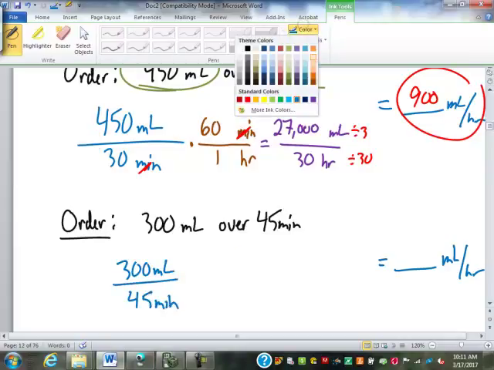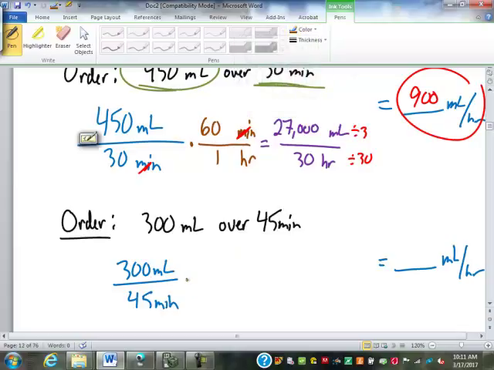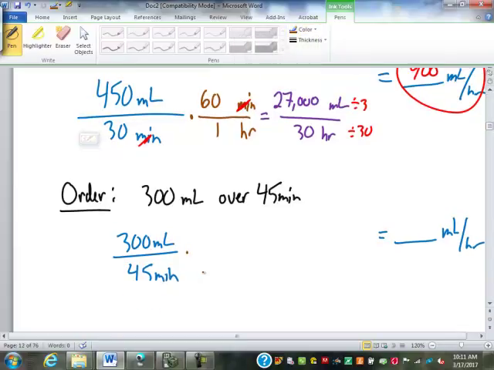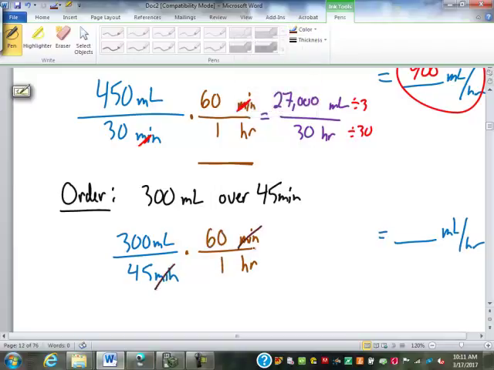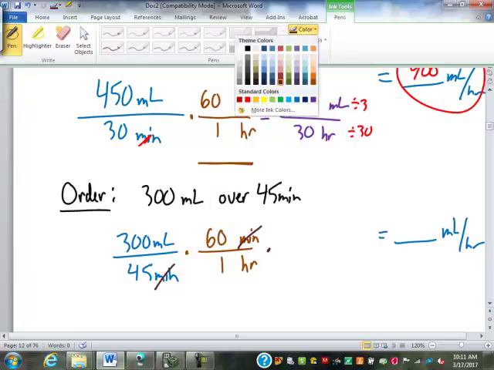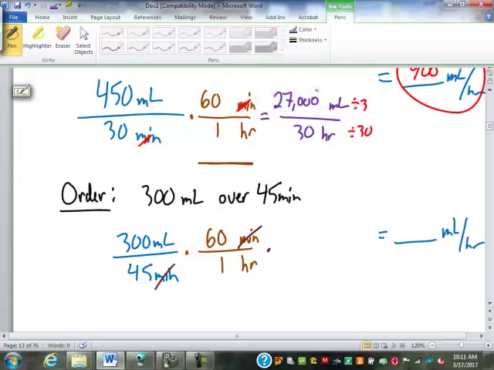So again, I would have to convert my minutes into hours, just like I did up here. So minutes are going to go on top because I want to get rid of minutes. Hours will be on bottom. 1 hour is 60 minutes. So my minutes cancel. I multiply that out. 300 milliliters times 60 is 18,000 milliliters.